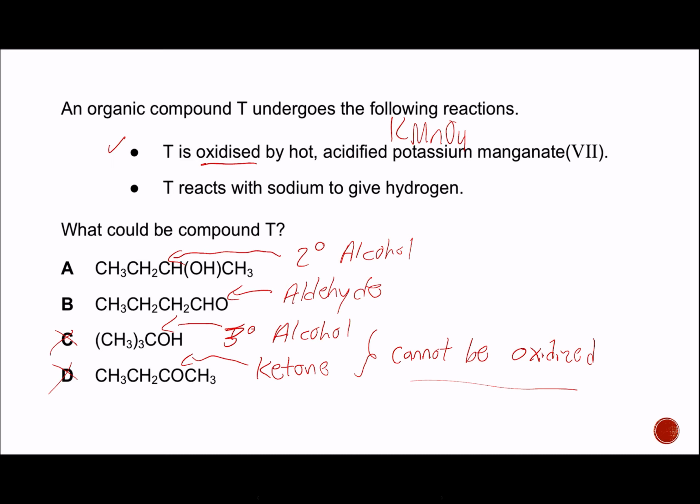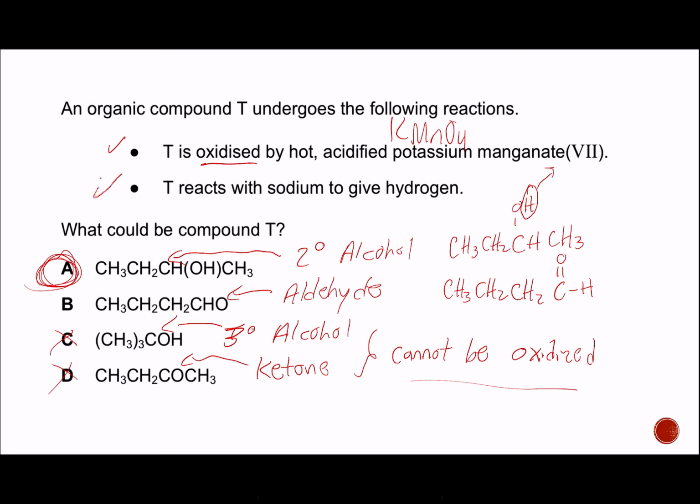The second statement says T reacts with sodium to give hydrogen. So the question is, would alcohols or aldehydes be more likely to react with sodium? Which one is more likely to give you ONa? Because this aldehyde is a carbonyl group, it's not going to be able to do it. This hydrogen would be the one that would have the ability to get kicked off, so it would in fact be the secondary alcohol that can both be oxidized into a ketone and that can react with sodium to give hydrogen.